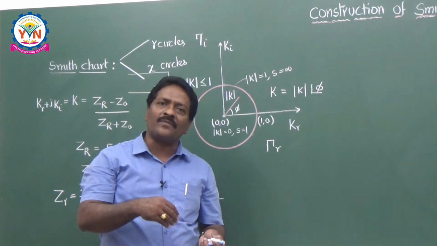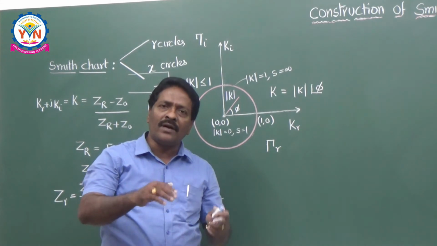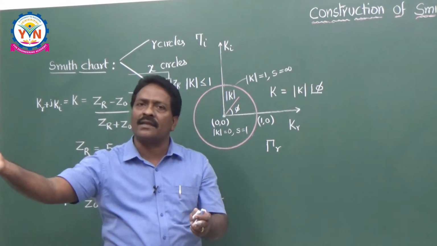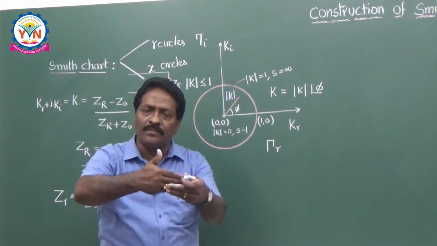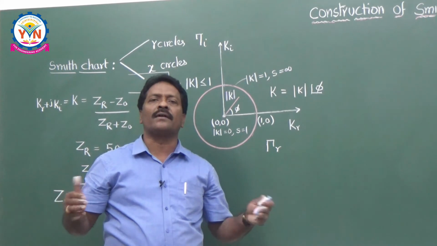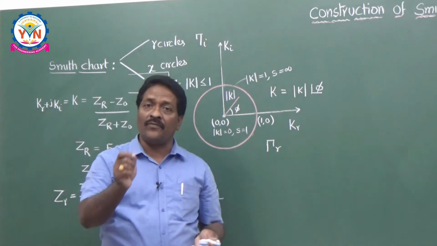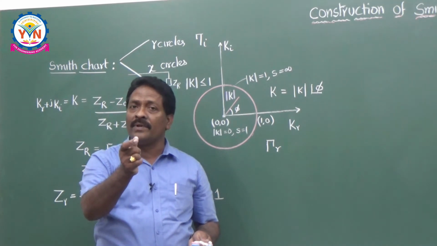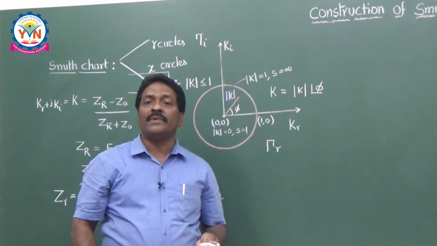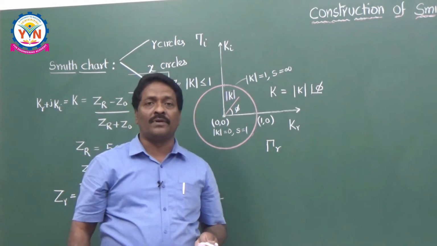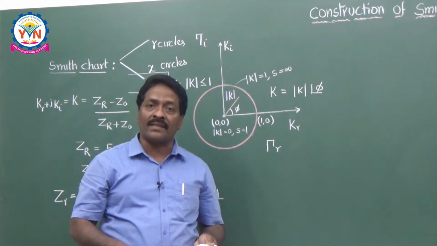First, initially I will explain how to construct R circles. Then I will explain how to construct X circles. Then superimpose those two. If you superimpose one on the other, you are going to get the complete Smith chart. And if you have a little practice with it, you can tell the answer to a problem within no time. You can even answer faster than those who use calculators and computers. But the only thing is, it requires some practice.